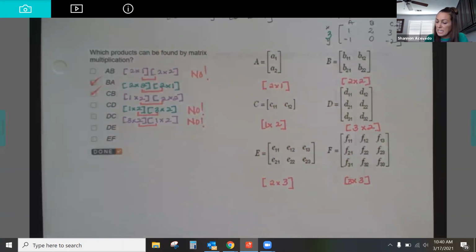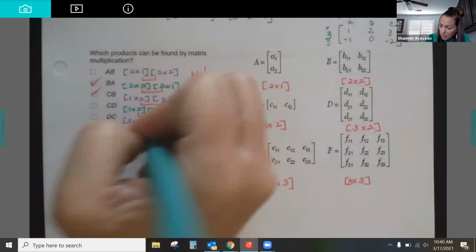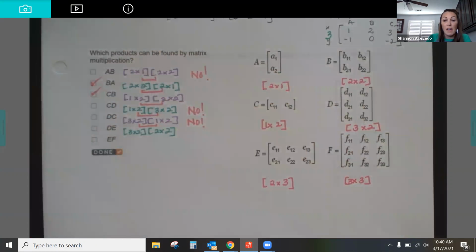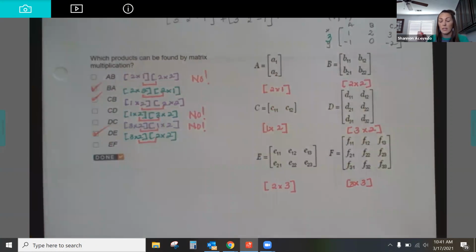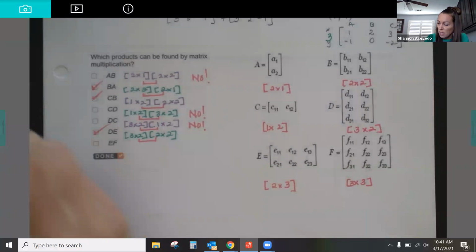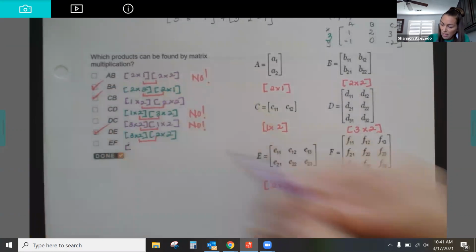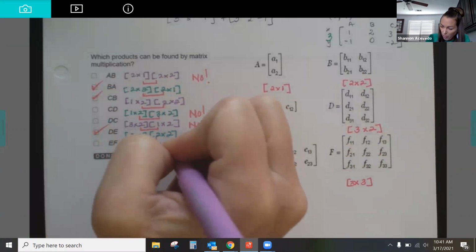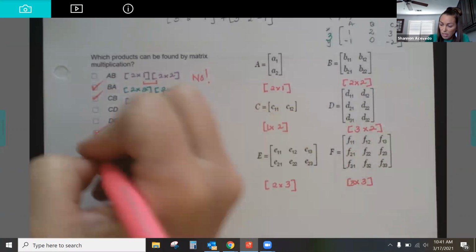Then I go to DE. So D was a 3 by 2. In this case, my E is a 2 by 2. Are the inner values the same? The answer is yes. I can multiply them then. Done. EF. So E was a 2 by 3. F is a 3 by 3. So can I multiply them? My inner numbers are the same. So the answer is yes.